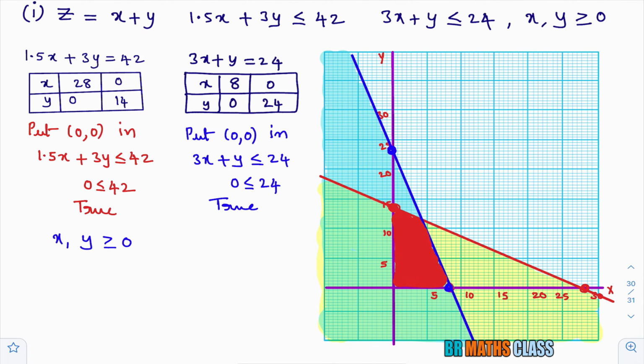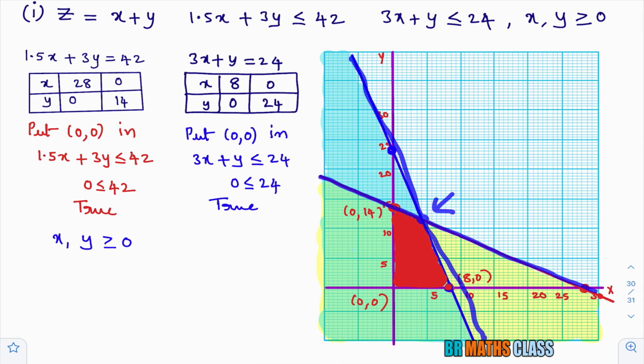So to solve this linear programming, step 1 is finding the feasible region. We identified feasible region. Step 2 is what? Finding corner points. You see, this is one corner point, second corner point, third corner point. We already know these points. This point is (0, 0) and this corner point is (8, 0) and this point is (0, 14). Now this corner point we need to find. What is this? This corner point is point of intersection of these two lines.